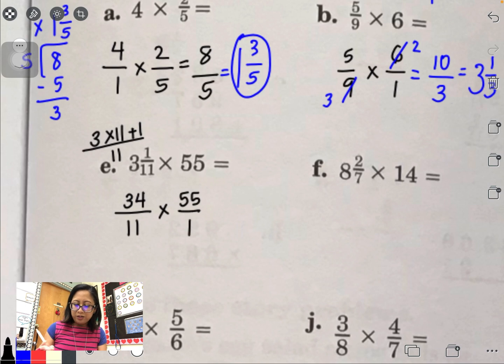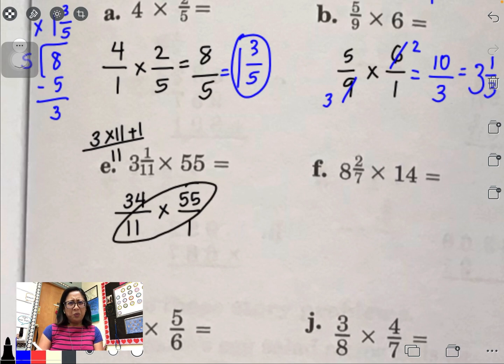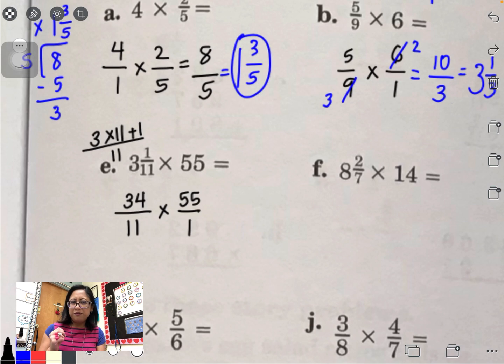55 over 1. Now you're probably thinking, Miss Severa, I don't know. There's nothing here to cross cancel. There is. I'm going to show you. Ready? I can cross cancel 55 and 11. You're like, what? They're both odd numbers. You're right. But I can do 55 divided by 11. I'm going to show you.